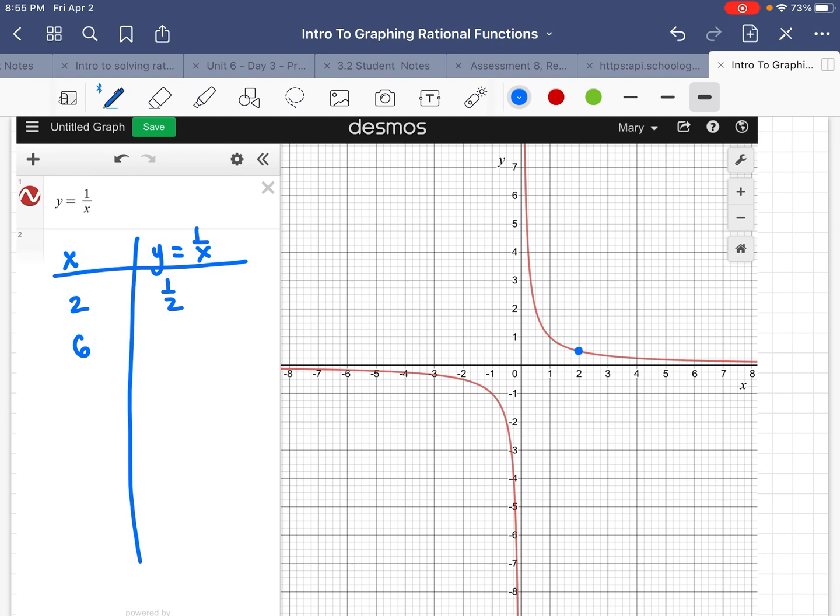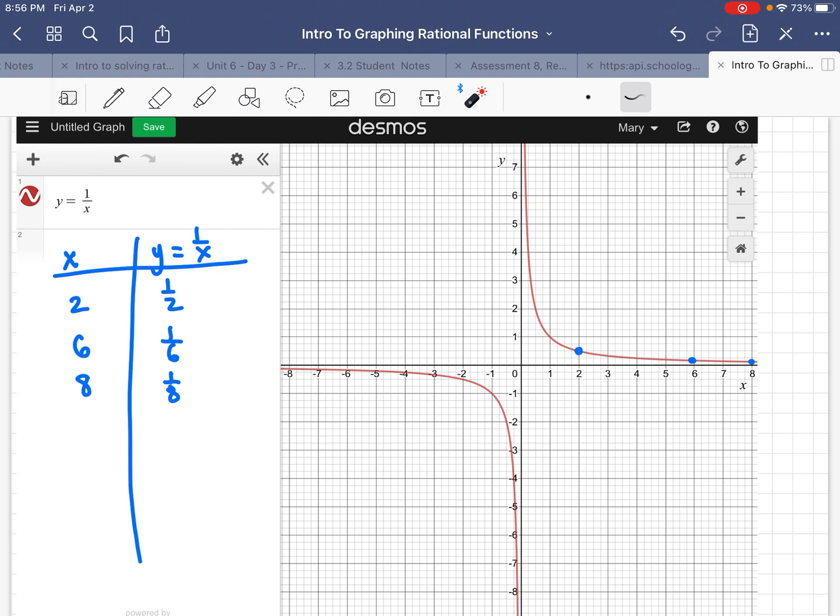If I plug in 6, I get 1/6. So 6 and 1/6, there's that point. As you get larger and larger, if I picked something like 8, I would get 1/8. And so you see the values are getting smaller and smaller and smaller. So as you go to the right, the graph is getting lower and lower. It's never going to be negative, but it's going to be almost 0. Like if you plugged in 100, you get 1 over 100, so it's something really small. Now on the left-hand side, same thing would happen if you plugged in -3, you get -1/3. If you plugged in -6, you get -1/6. So it's the same values on the left-hand side, just a similar idea.